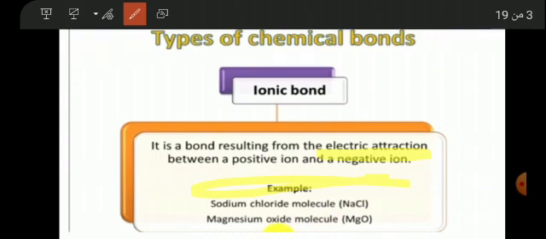Such as sodium chloride molecule NaCl, magnesium oxide molecule MgO. Again, an ionic bond is a bond which is formed as a result of electric attraction between the positive ion and the negative ion. It is formed as a result of the reaction between the positive ion and the negative ion, such as the sodium chloride molecule and the magnesium oxide molecule.